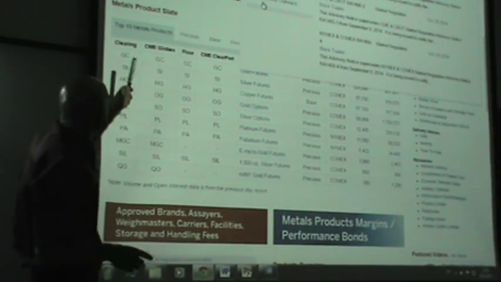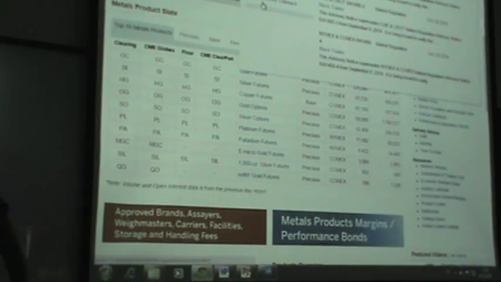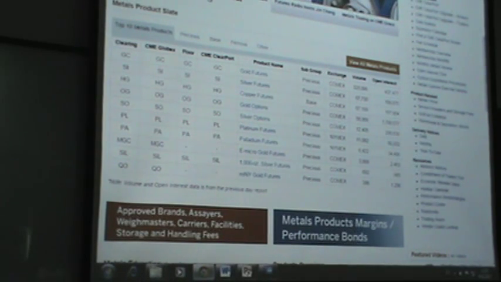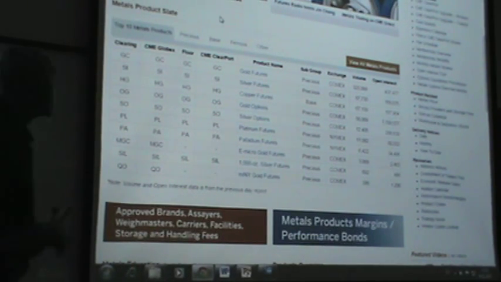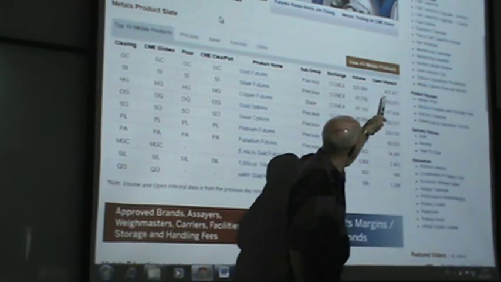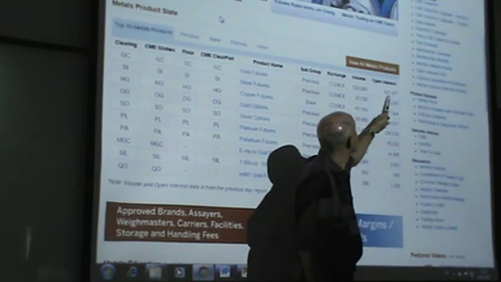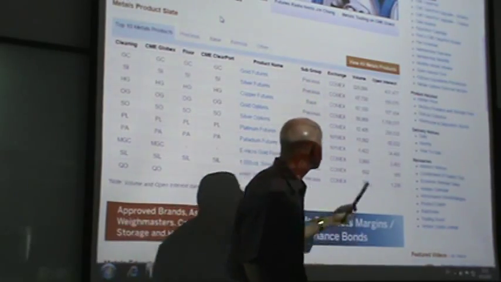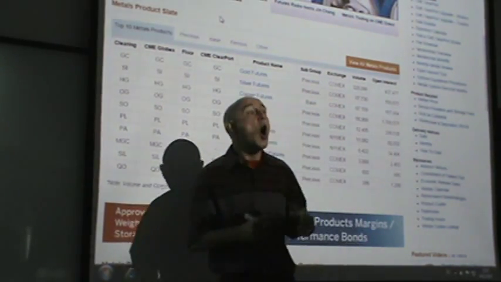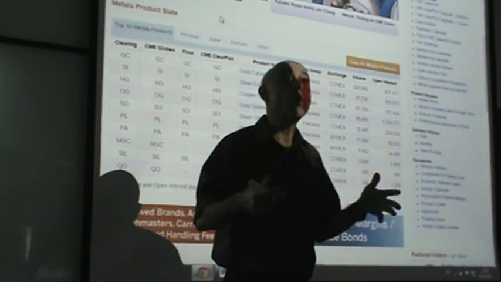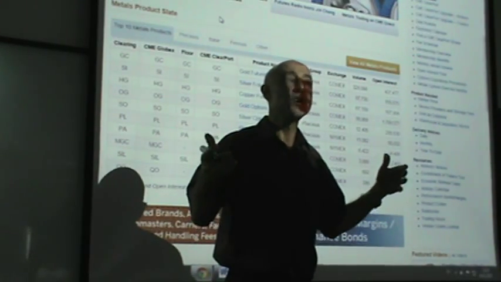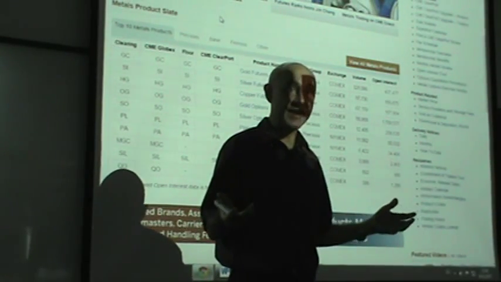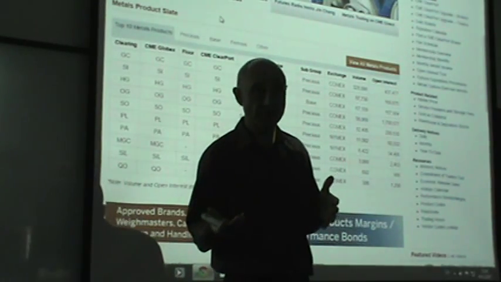Number one is GC, standing for gold, gold futures. And you can also see the contracts. Gold futures has an open interest of 437,000 contracts. This is the open interest. Open interest tells you how many long positions you have. The number of long positions is always identical to the number of short positions.